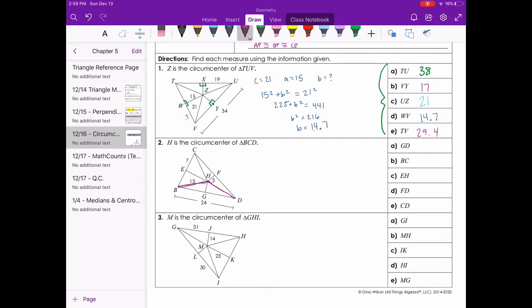I started with the wrong one. Does it ask me what? It doesn't even ask me what DH is. GD. Oh, it wants this one. That's even easier. All right, so if the entire distance from B to D is 24, then GD would be 12.